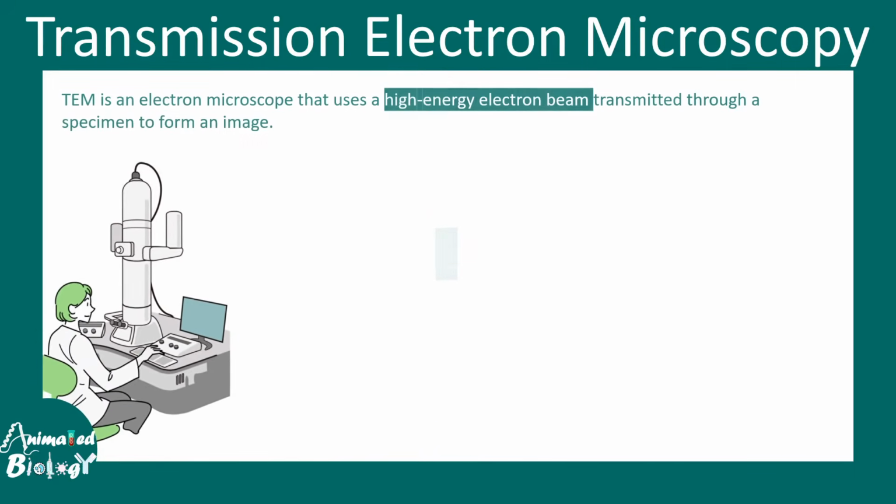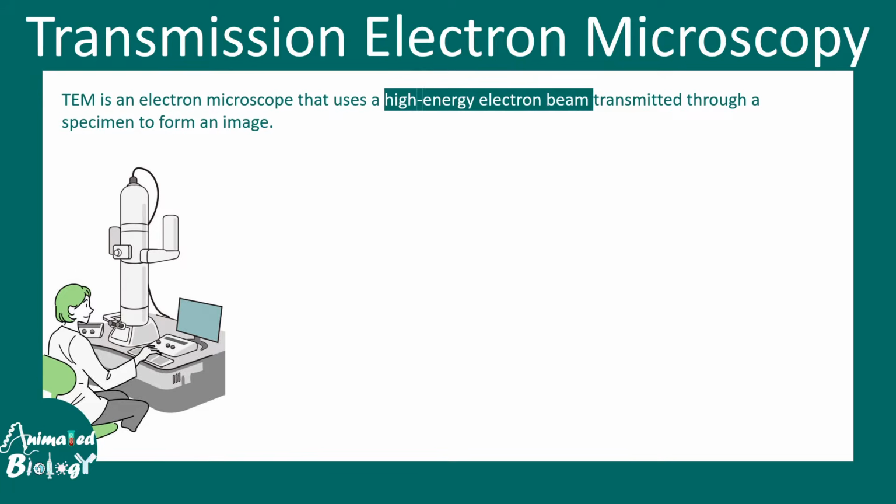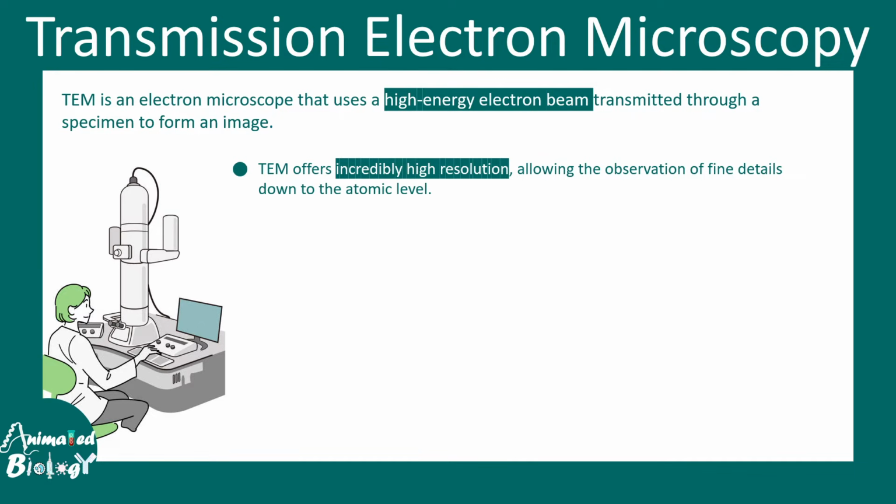Electron microscopy is a technique which uses a high energy electron beam which is transmitted through a specimen to form an image. TEM provides incredibly high resolution, allowing the observation of finer details within a cell. It can literally provide a magnification of up to 10 million times. That's amazing, right?